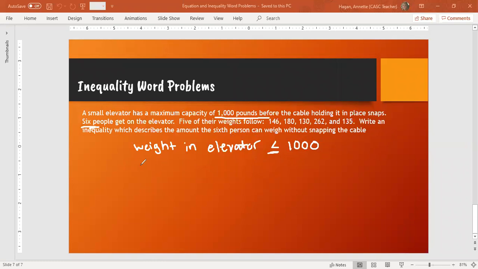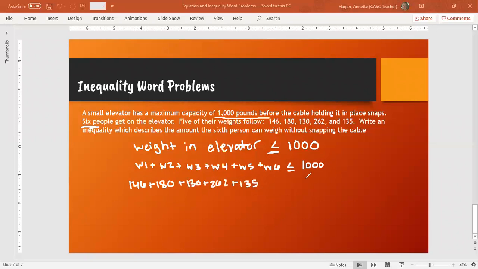So what we have is weight 1 of person 1, weight 2 of person 2, weight 3, weight 4, weight 5, and then the 6th weight, and we want all these weights to be less than or equal to 1,000. So we're going to plug in the weights we have. So 146 plus 180 plus 130 plus 262 plus 135, and we do not know our last weight. This one is unknown, so we're going to put in a W because it's weight. We don't know it, and it's less than or equal to 1,000.